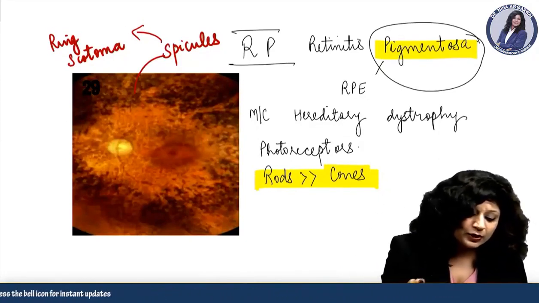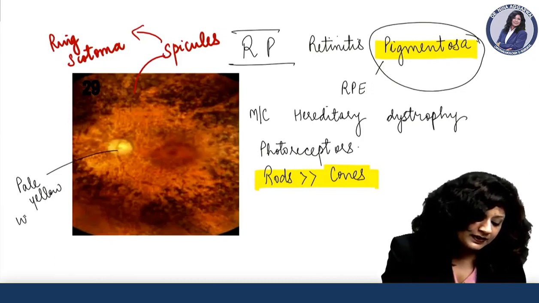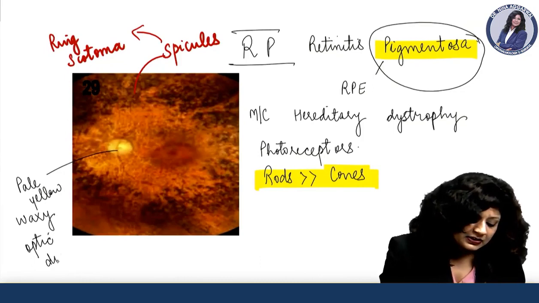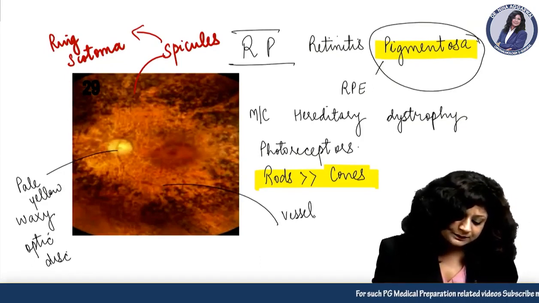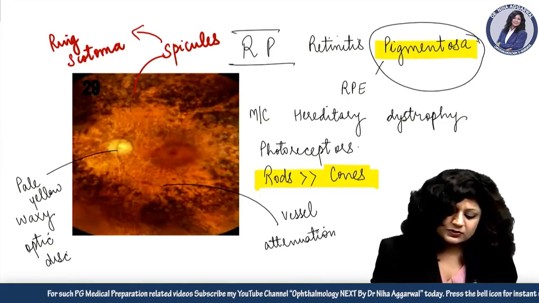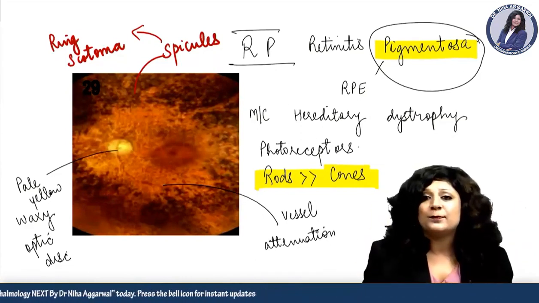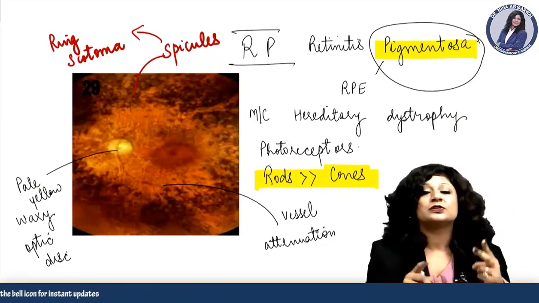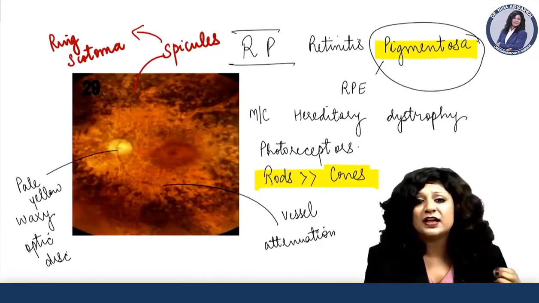Now what is the next important thing? The disc. We also get the pale yellow waxy optic disc, and the third important thing is the vessel attenuation. So the typical triad of retinitis pigmentosa that will help you in making the diagnosis is your bony spicules, the pigmentary spicules, then the pale yellow waxy optic disc and the attenuation of the vessels.